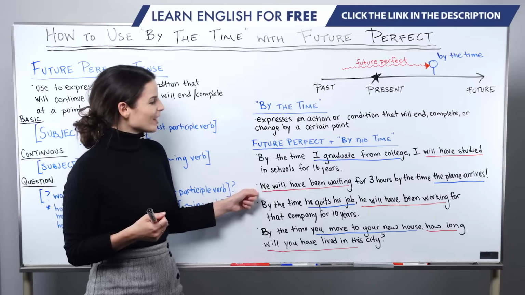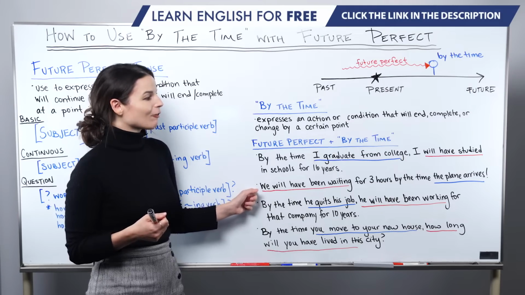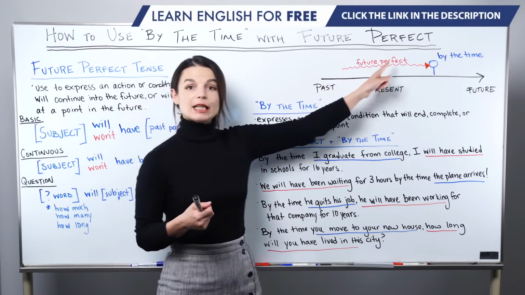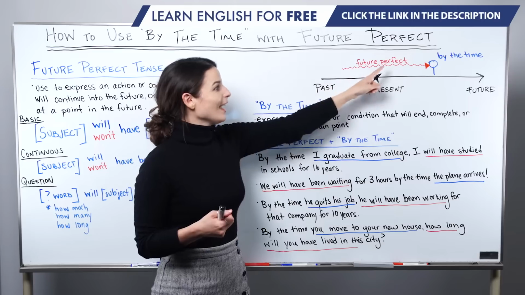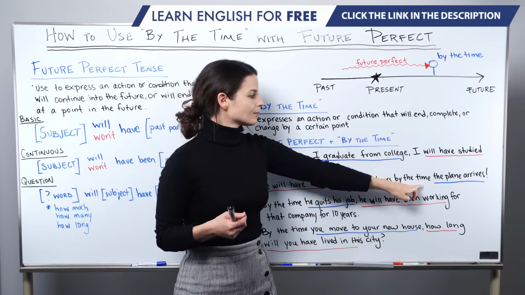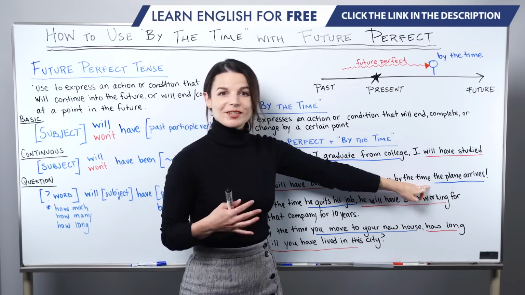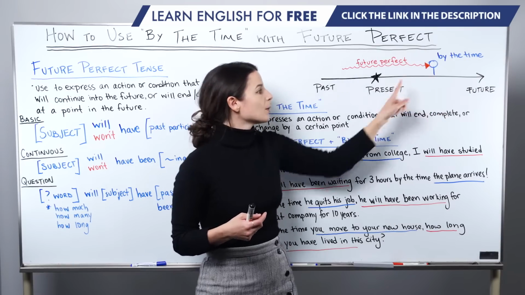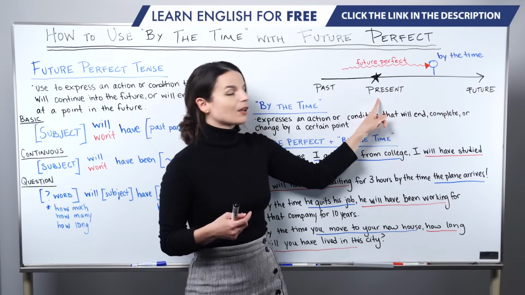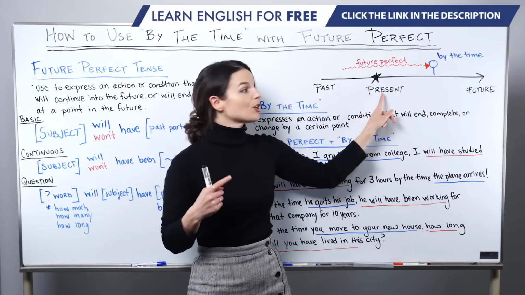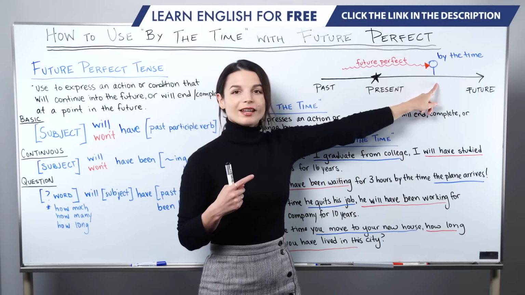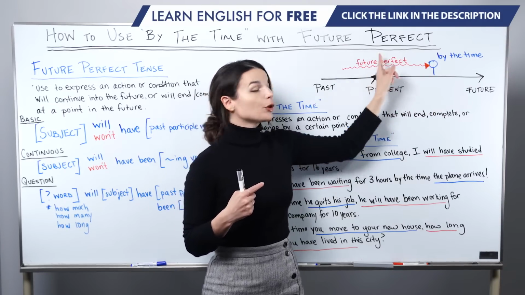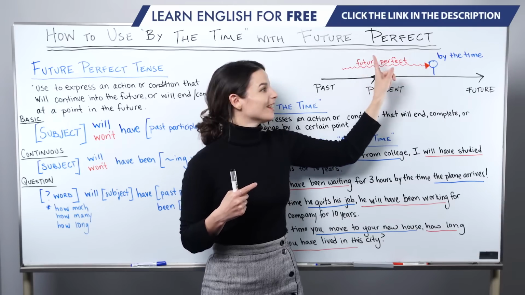So this expresses we will have been waiting for 3 hours. So this is our continuing action, yes? And our by the time condition or our by the time situation is here. By the time the plane arrives. So here's the present. The speaker is talking in the present about this future point. By the time the plane arrives, our total waiting time will be 3 hours.